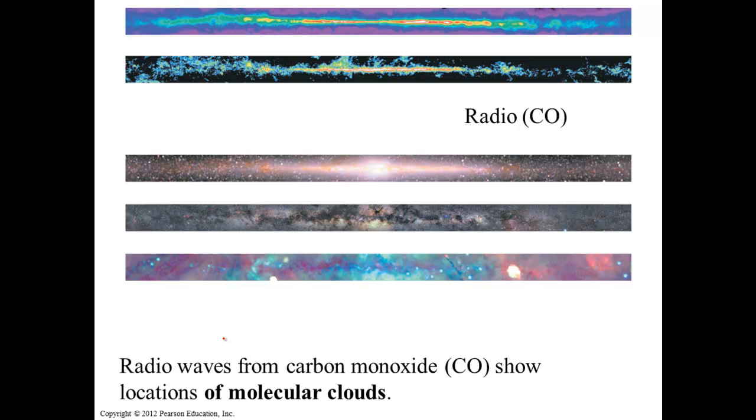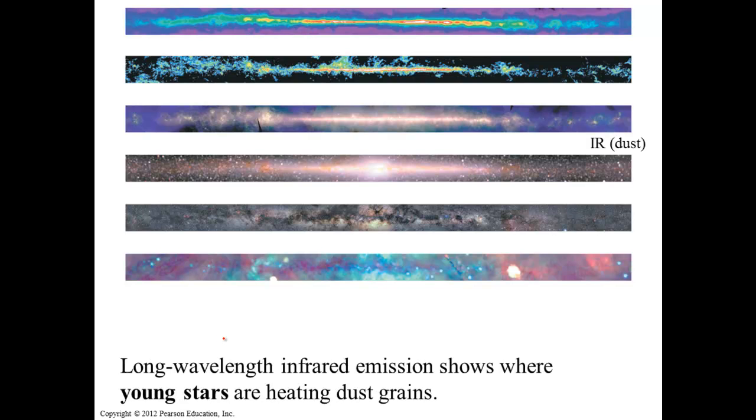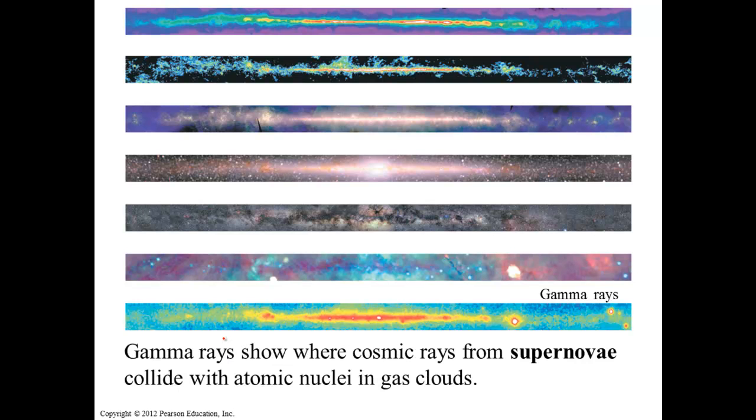Kind of bridging the gap between infrared and the radio waves that gives us carbon monoxide is this other infrared, long wave infrared. It's showing us where the dust region is. The last one we have is down here at the bottom, and that's gamma rays. Gamma rays are telling us where some of those stars are blowing up. Supernovae are occurring.